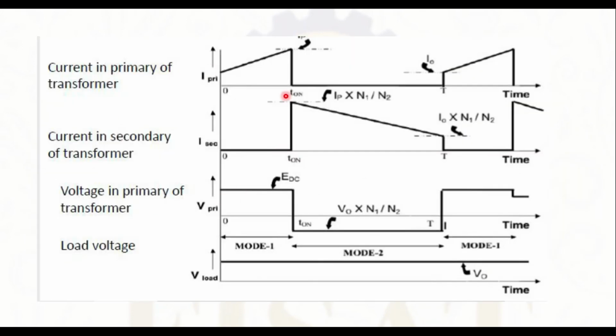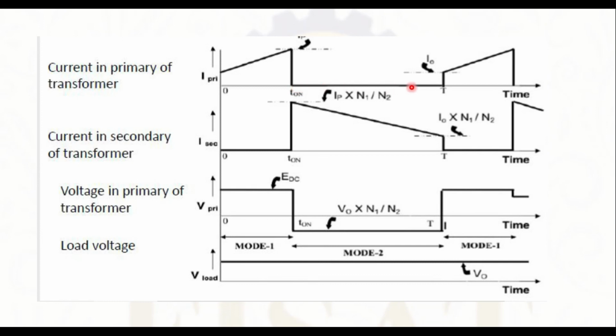We can observe that from this figure, where the graph shows the current in the primary of the transformer, the current in the secondary of the transformer, the voltage in the primary of the transformer, and the load voltage. So in mode 1 of operation, the current in the primary is increasing. At the same time, the secondary has no current flow, and the voltage across the primary is the input DC voltage.